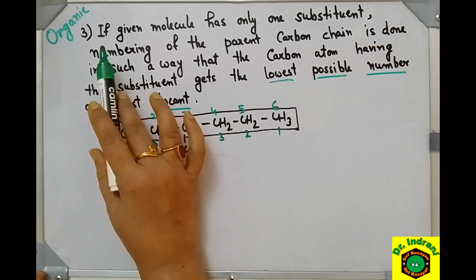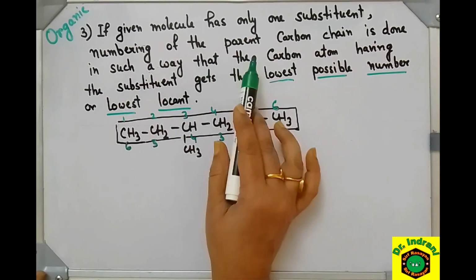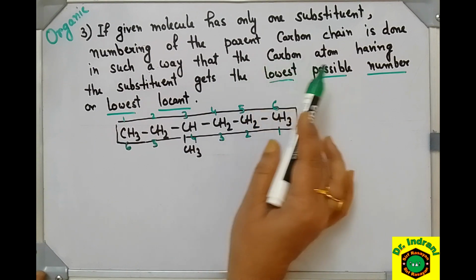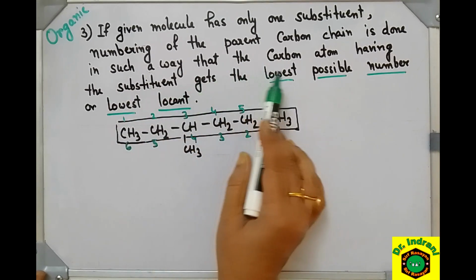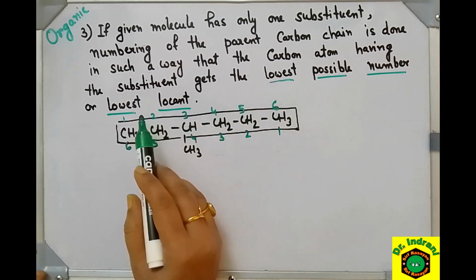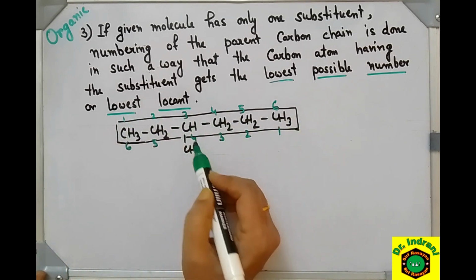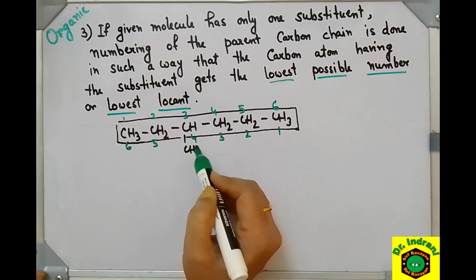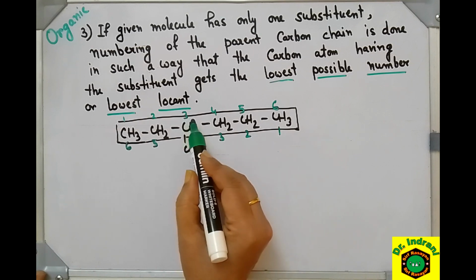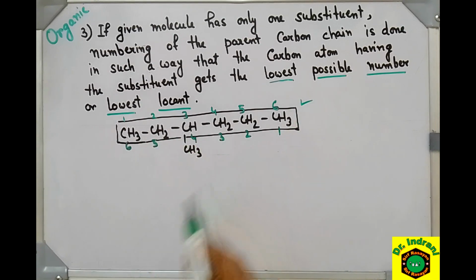That's why, if the given molecule has only one substituent, numbering of the parent chain or main chain is done in such a way that the carbon atom having the substituent gets the lowest possible number, called the lowest locant. From left to right numbering, this methyl substituent is attached to the 3rd carbon atom. So this numbering from left to right is the correct one.